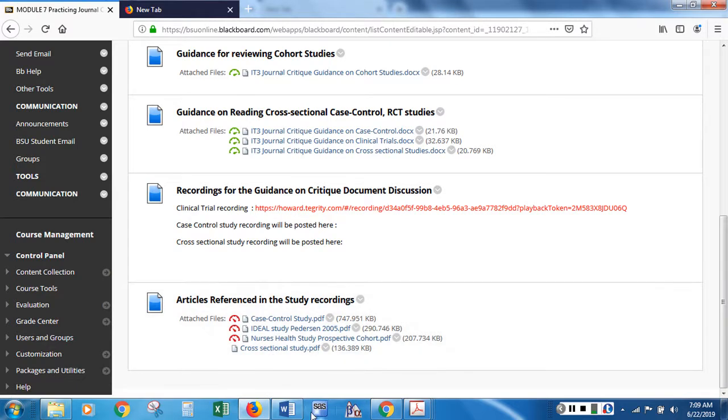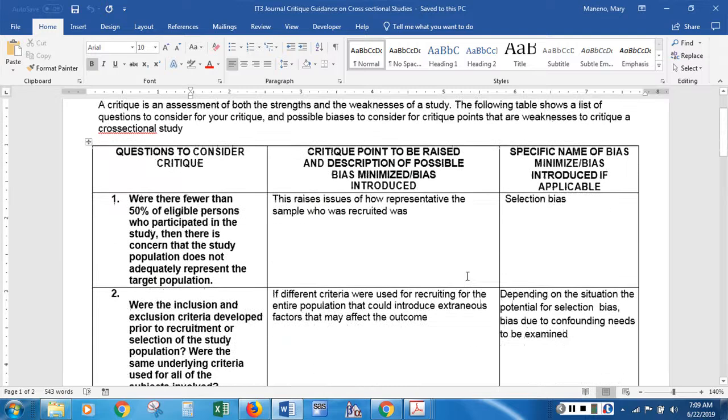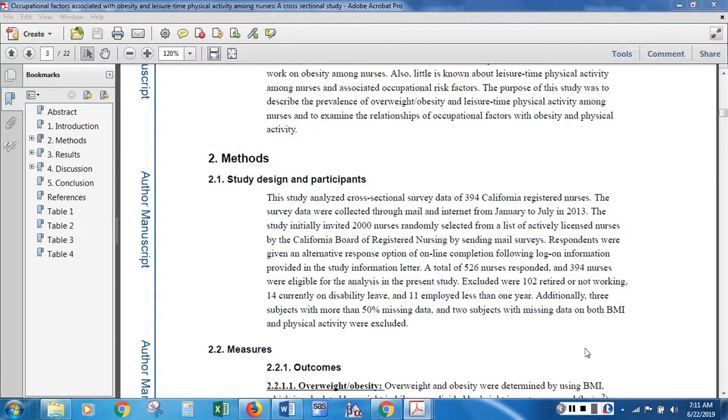So let's get started. First question, were there fewer than 50% of eligible persons who participated in this study? If not, then this raises the concern that the population did not adequately represent the target population. So let's take a look at the study and see whether this was the case. So let's look at the method section, specifically the study design and participant section.